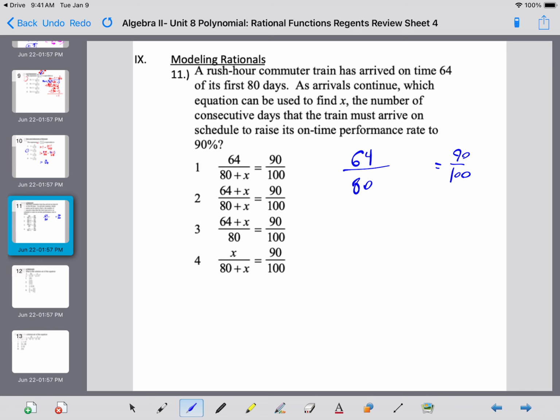64 of its first, so it arrived on time. So 64 represents how many times it's arriving on time, right? So we want to increase that amount by however many days it could arrive on time, and the number of consecutive days that the train must arrive on schedule. So you're increasing the number of days and increasing the number of times that it arrives on time. So 64 plus x over 80 plus x equals 90 over 100. That's more of a logic question.